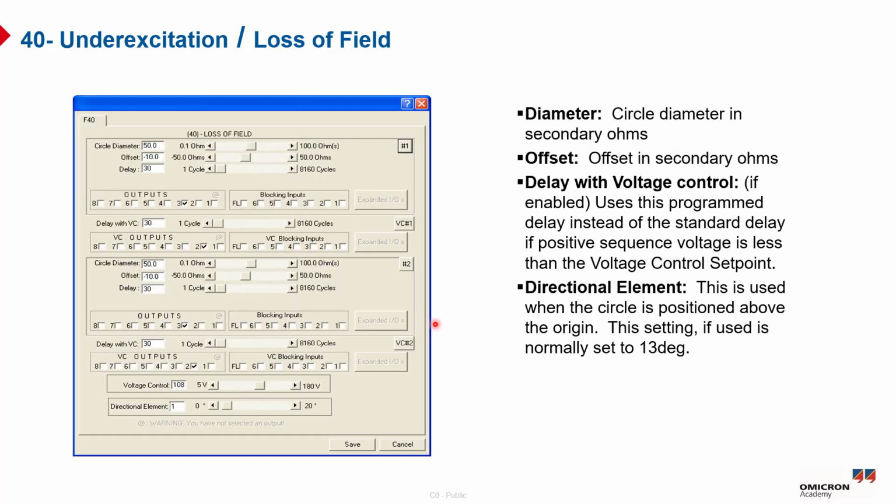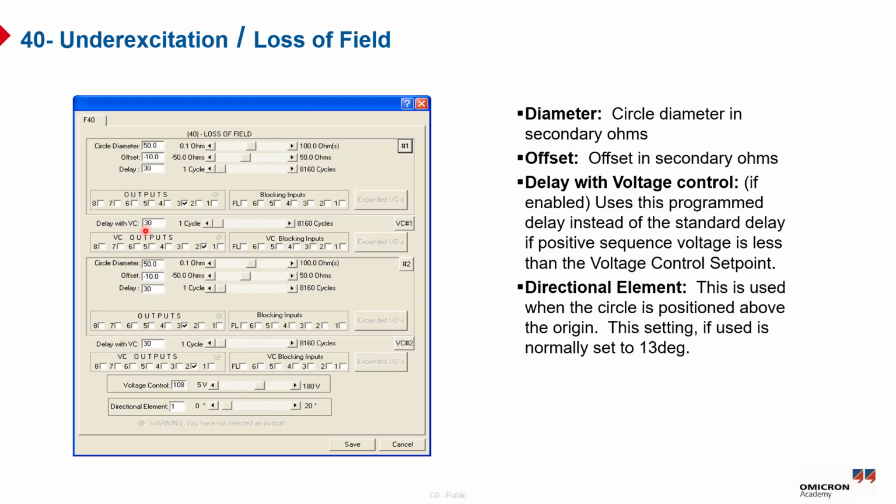Okay, so here is another example of the parameter setting of a protection relay. So we have the circle diameter equal to 50 ohm, we have the offset of minus 10 ohm, the delay is 30, and the delay with voltage control equals 30 cycles. So let us explain all of these parameters.